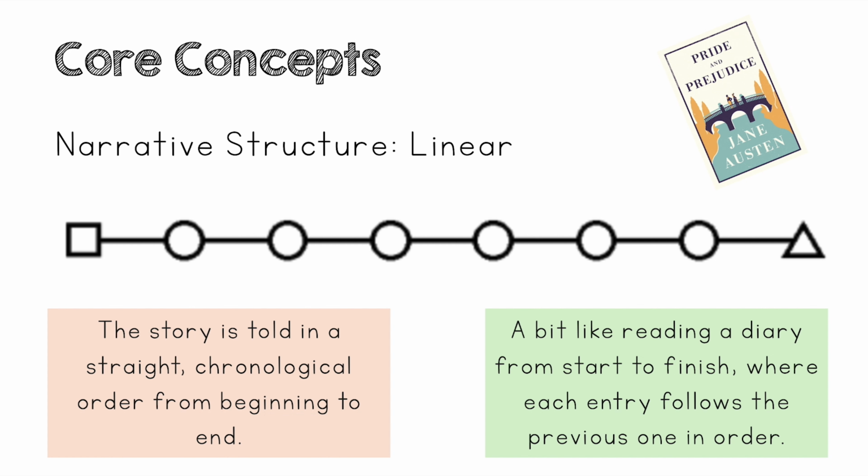I'm going to explore 3 narrative structures that students will benefit from being exposed to. The first one is linear, where the story is told in straight chronological order from beginning to end. When teaching this, I will provide a comparison by saying it's a bit like reading a diary from start to finish, where each entry follows the previous one in order. I might also give the example of the novel Pride and Prejudice and explain the events that take place in linear order.